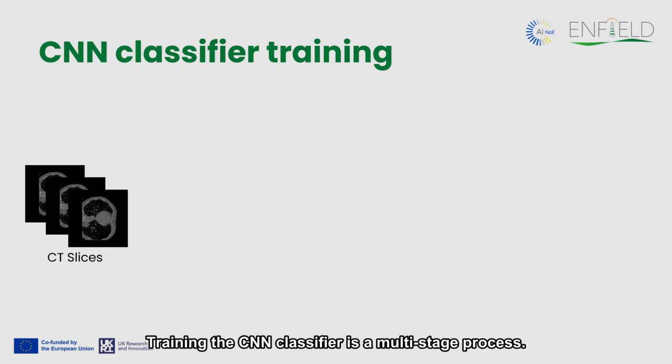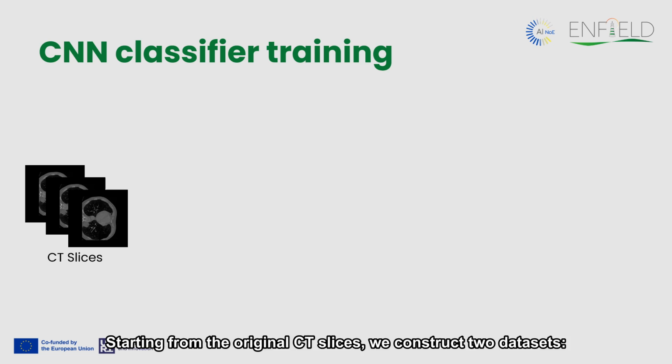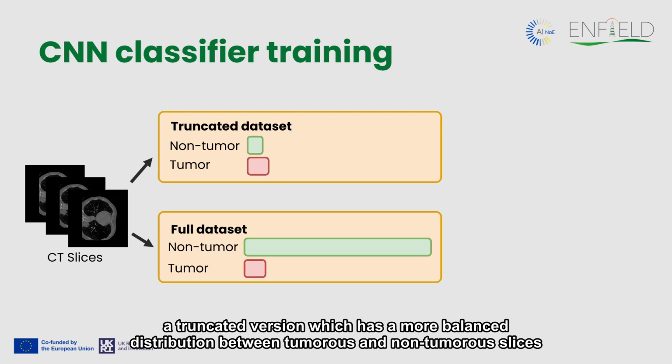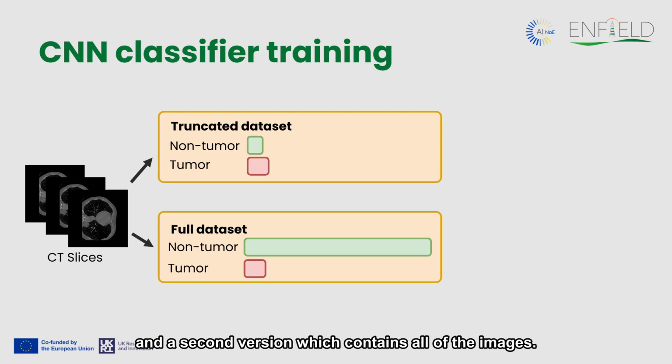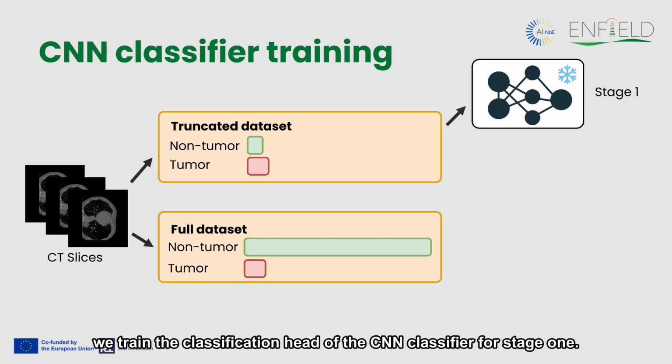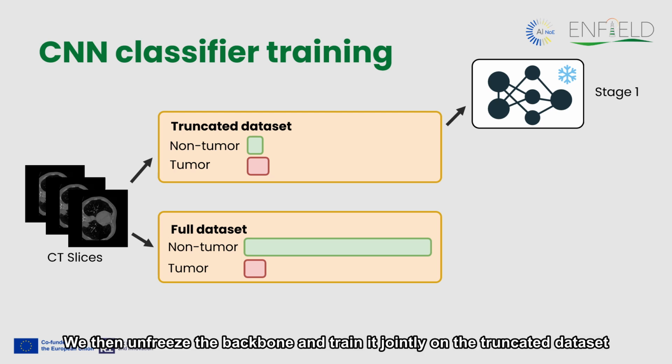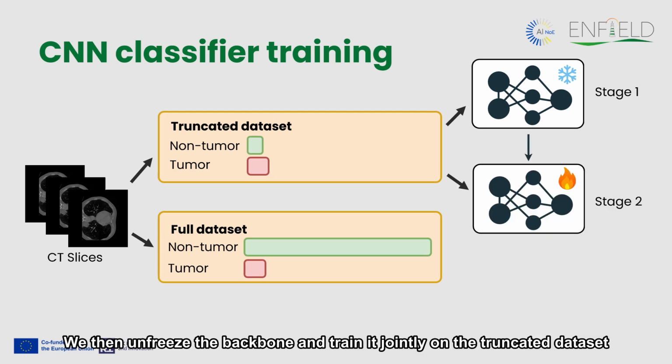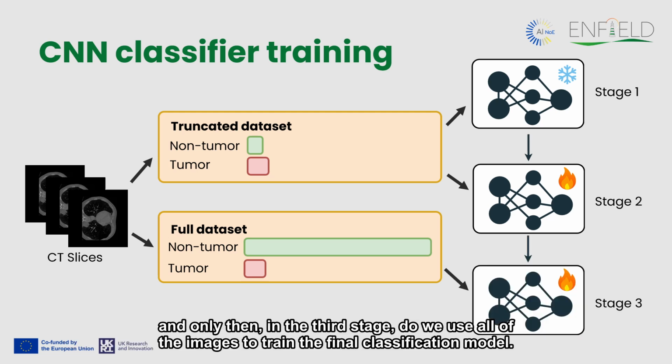Training the CNN classifier is a multi-stage process. Starting from regional CT slices, we construct two datasets: a truncated version which has a more balanced distribution between tumorous and non-tumorous slices, and a second version which contains all of the images. Starting with the truncated dataset, we train the classification head of the CNN classifier. For stage 1, we then unfreeze the backbone and train it jointly on the truncated dataset, and only then, in the final stage, do we use all of the images to train the final classification model.